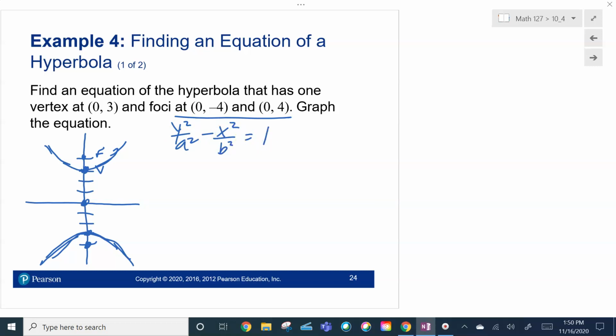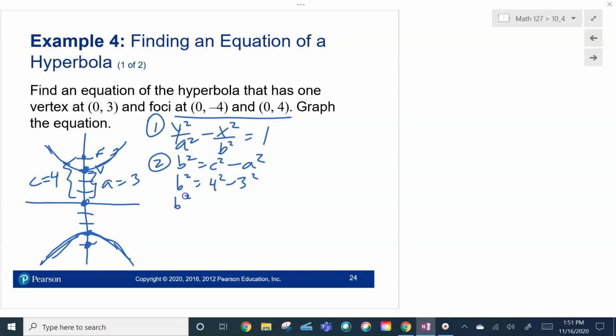That much we know. And we also know our vertex distance is 3. We know our c here is 4. A is 3, c is 4, opens up-down. So I'm going to go b squared equals c squared minus a squared. B squared would be 4 squared minus 3 squared. So b squared equals 7. So b equals plus or minus root 7.